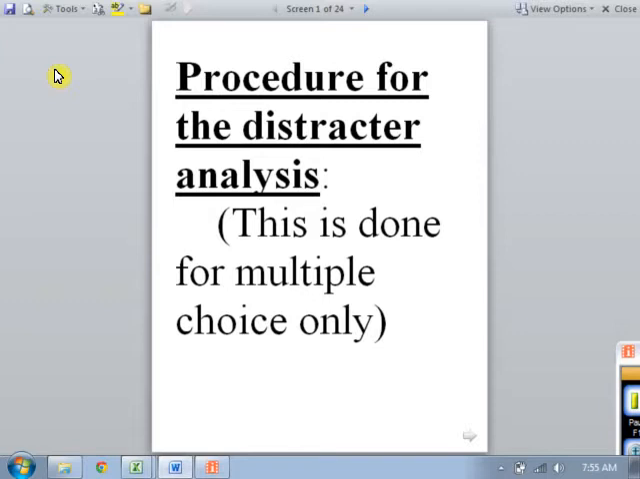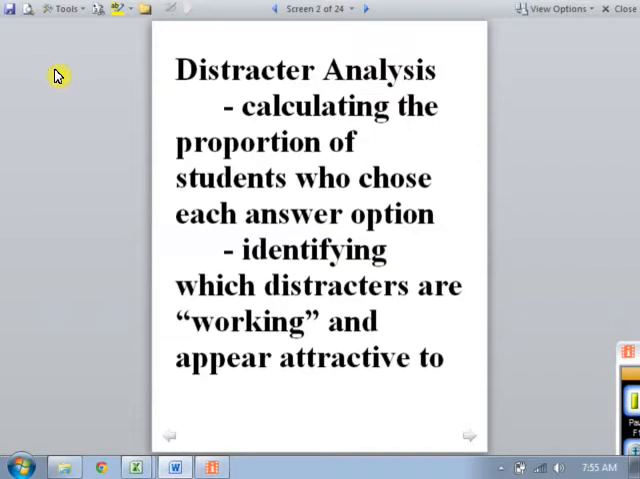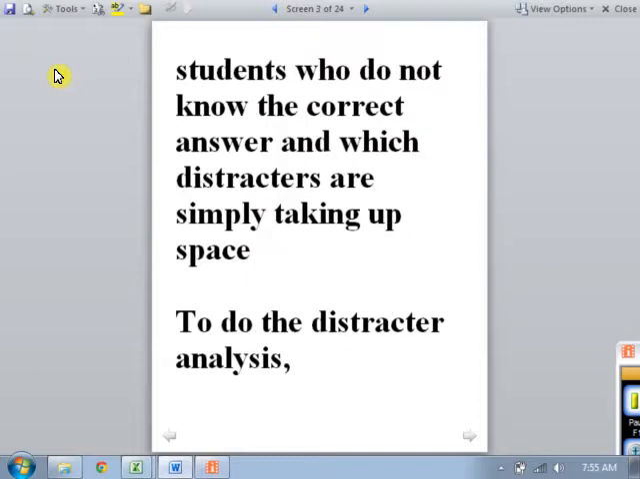So this time, we will do a distractor analysis, meaning we want to understand if our distractors were constructed very well and if they really functioned effectively. So, let's talk about the distractor. Distractor analysis, can we read that together? Go. Distractor analysis: calculating the proportion of students who choose each answer option. Identifying which distractors are working and appear attractive to students who do not know the correct answer, and which distractors are simply taking up space.